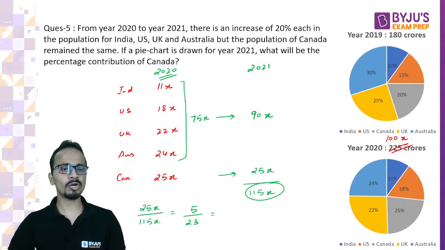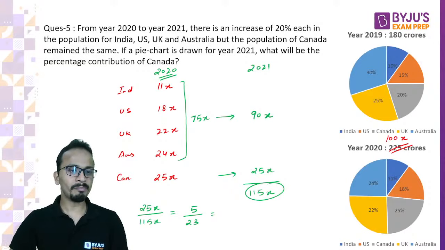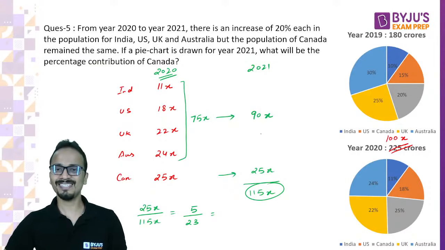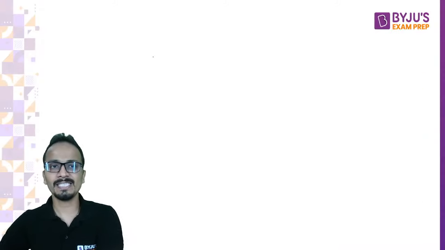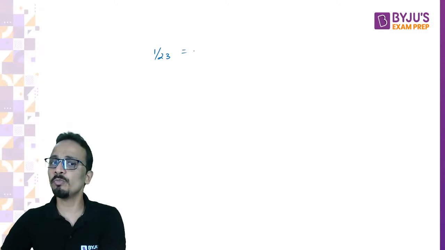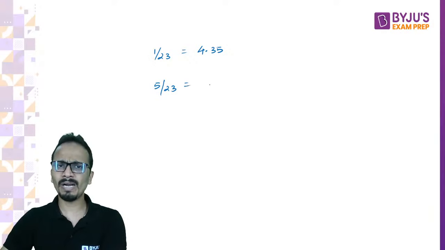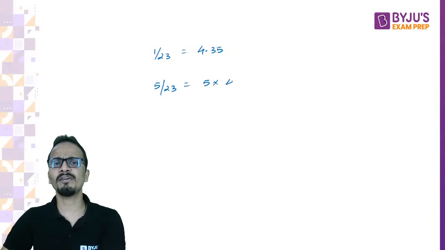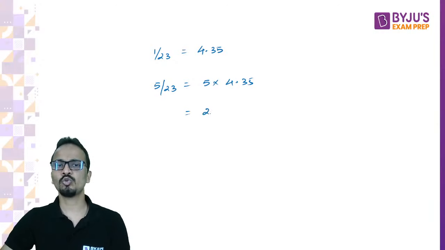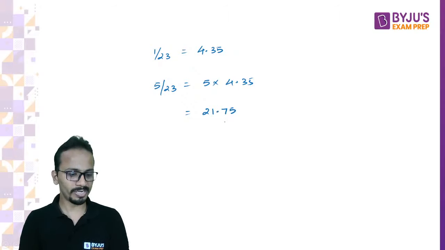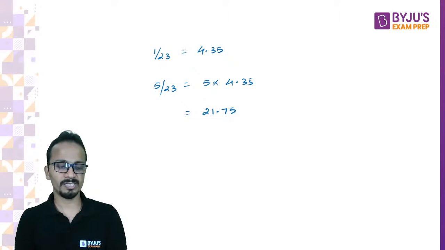Now we have to convert 5 upon 23. So do you remember 1 upon 23? Yes. So 1 upon 23, I told you, Pythagorean triplet. So it was 4.35. So 1 by 23 was 4.35. I need 5 upon 23, so multiply this by 5. So 5 multiplied by 4.35, somewhere around 20, 21, 21.75. Okay, 21.75 will be your final answer.